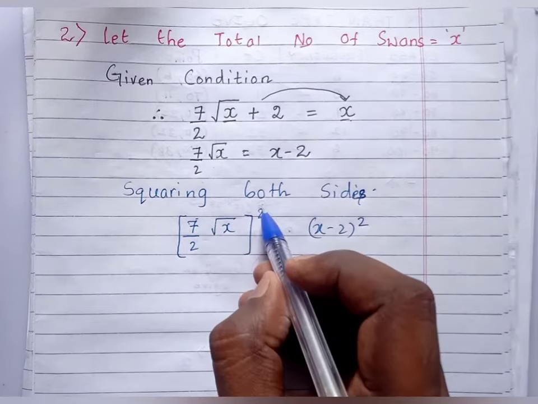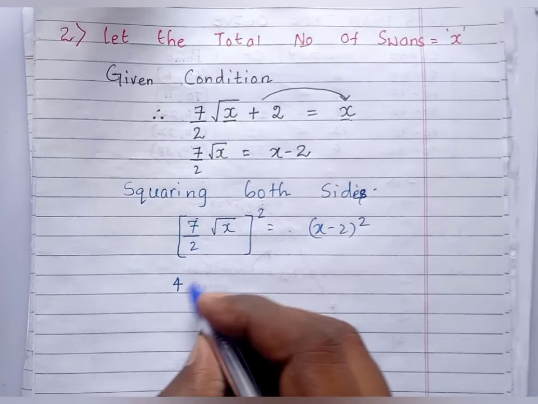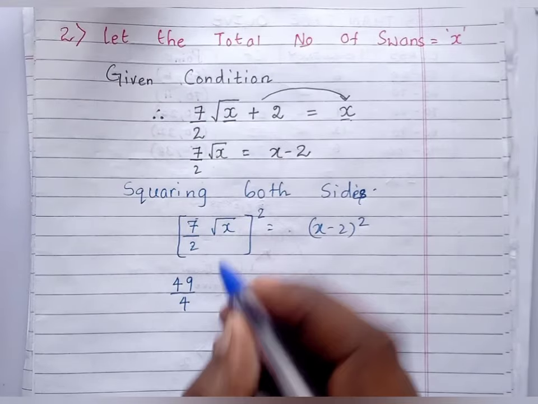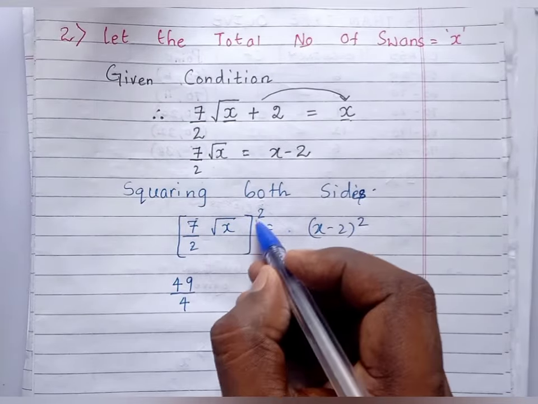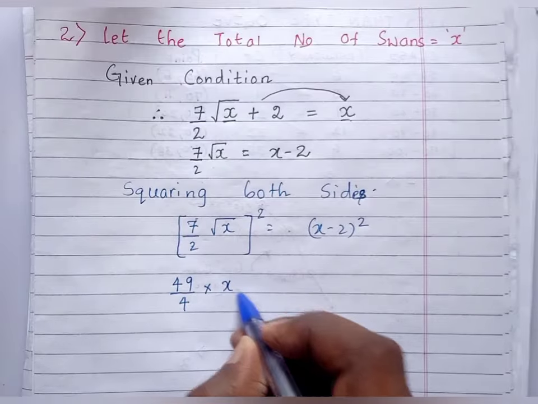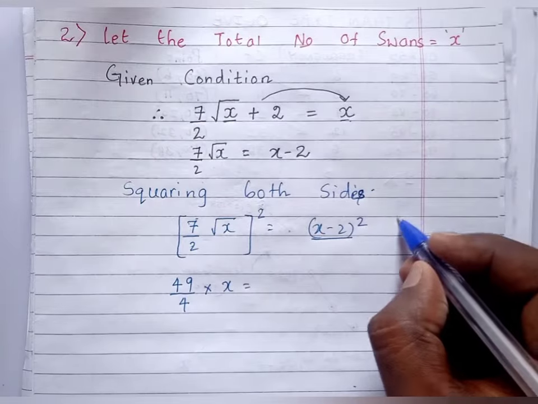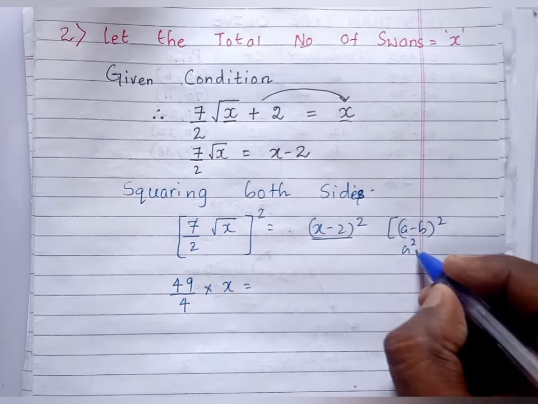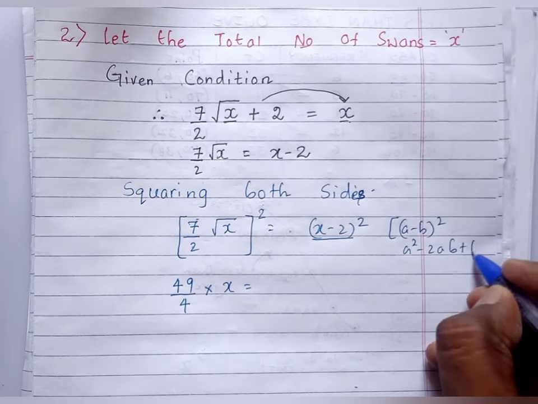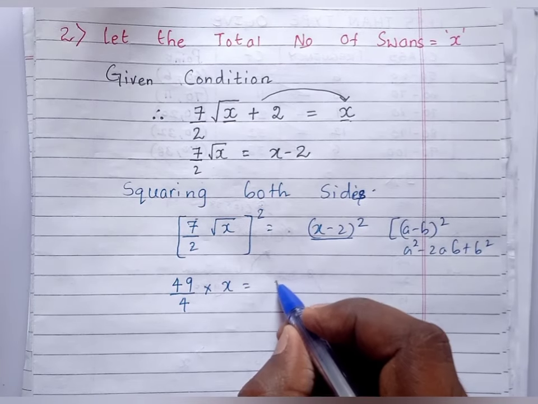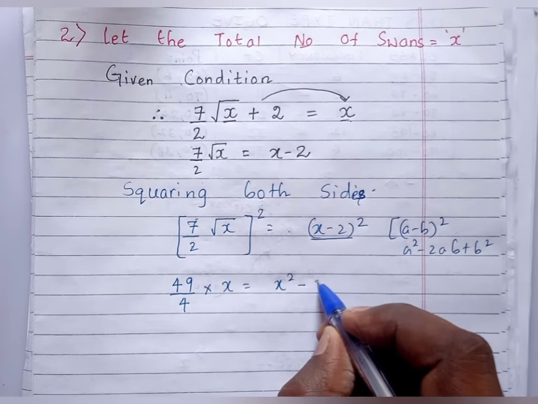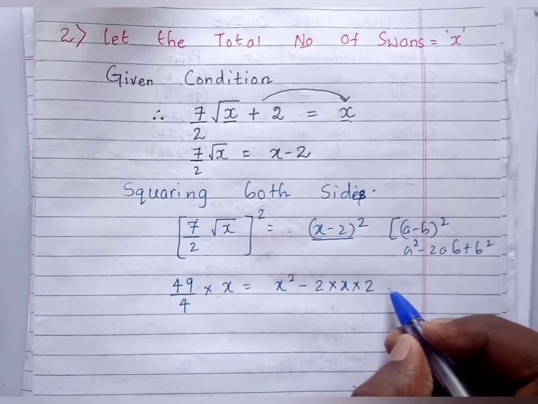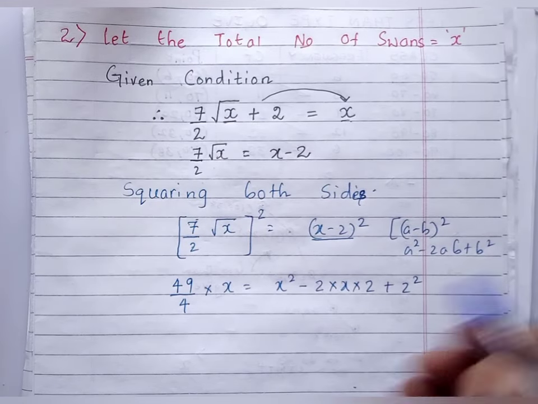Now squaring individual terms: 7 square, 7 7s are 49, then 2 square is 4. Now root x whole square, root and square will get cancelled. What you get is x. Now it is of the form a minus b whole square, which is equal to a square minus 2ab plus b square. So a is x, b is 2. Now a square, that is x square, minus 2ab, 2x into 2, plus 2 square.